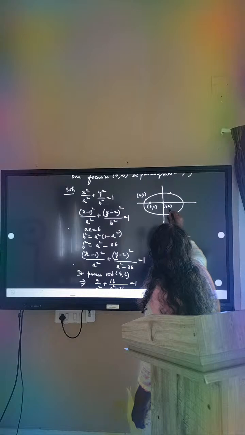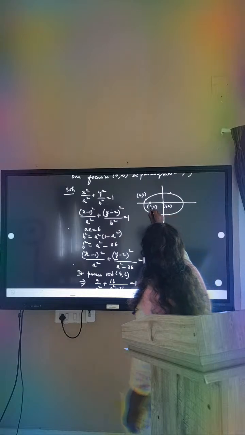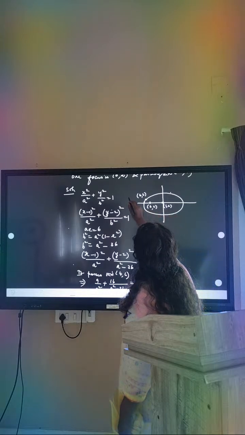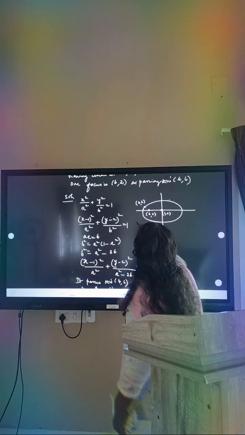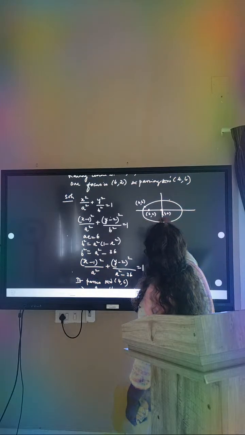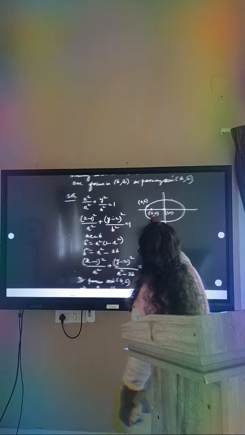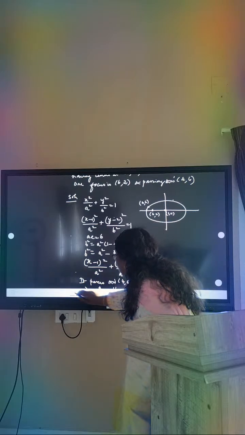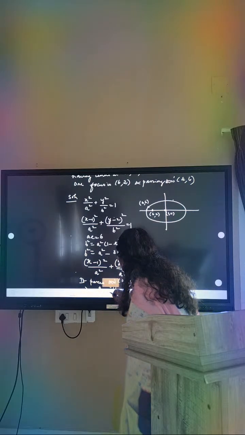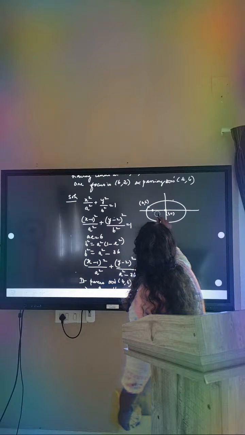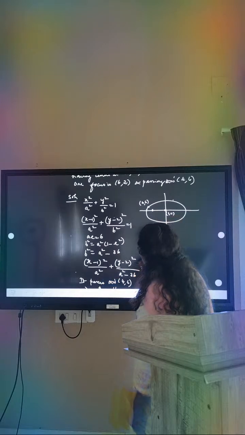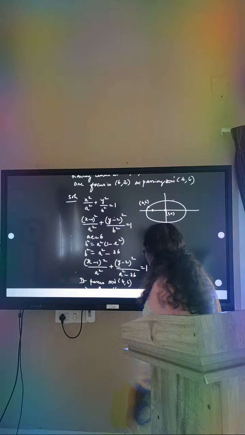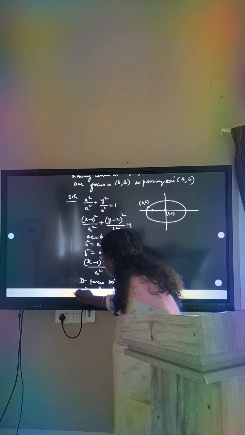Your center is 1, 2 as given, and your focus is 6, 2. It should be on the right side. I cannot keep this on the left. Okay? So your 6, 2 will be here. Okay, I'll write it.